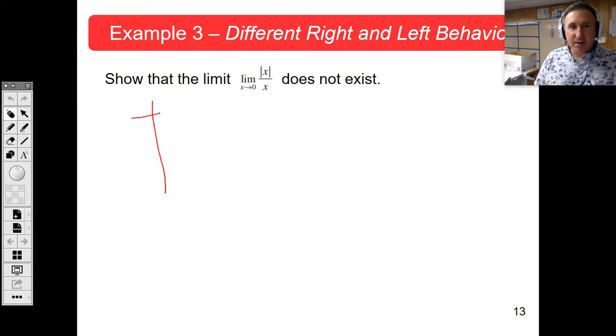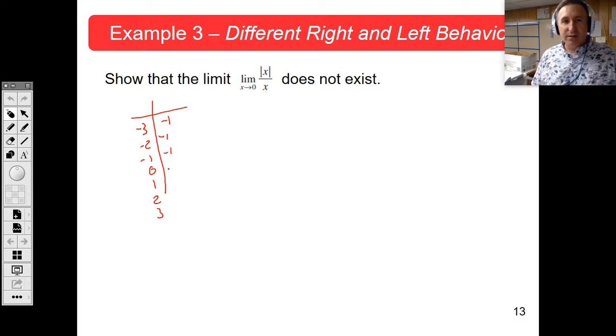if I made a table and I was just thinking about this function, if I plug in -3, -2, -1, we'll save 0, 1, 2, and 3, right? So if I put in -3 here, this becomes 3 over -3, which is -1. If I plug in -2, this becomes 2 over -2, which is -1. If I plug in -1, that becomes 1 divided by -1, that's -1. 0, we said undefined, right? We don't know yet.